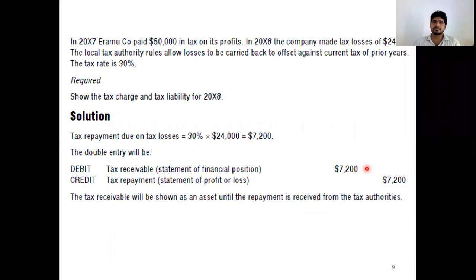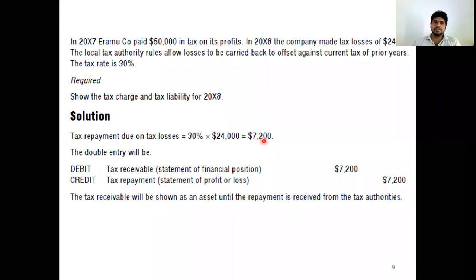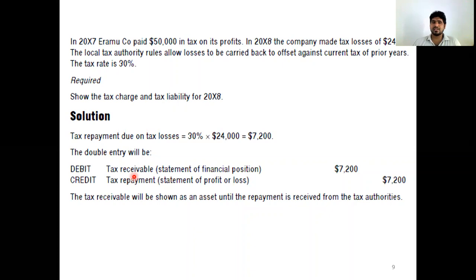Yes, you'll see the double entry. The tax repayment due on the tax loss equals 7,200, right? That's 24,000 into 30%, actually 7,200. The double entry will be: debit side, tax receivable in the statement of financial position. This means the balance sheet, debit side. This means an asset, and the tax repayment is a kind of income. If it's a tax expense, it's an expense. But the tax asset, the negative tax, is on the opposite side in the income statement, right?